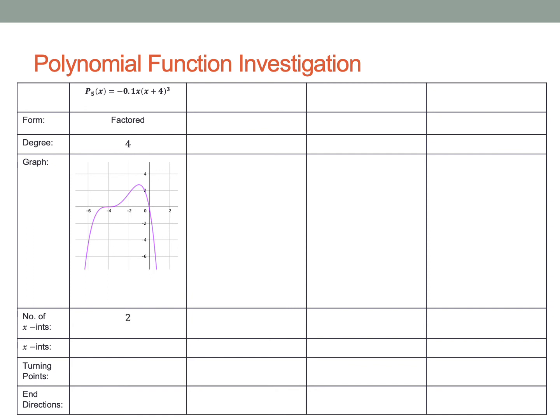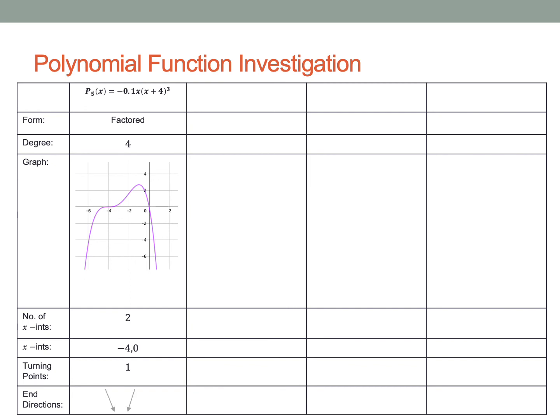It has 2 x-intercepts, and they're negative 4 and 0, and there's only 1 turning point. So at negative 4, it's not actually turning, it's not actually a valley or a hill, but you'll learn about them in calculus, like I said, but it's called an inflection point when it does that.